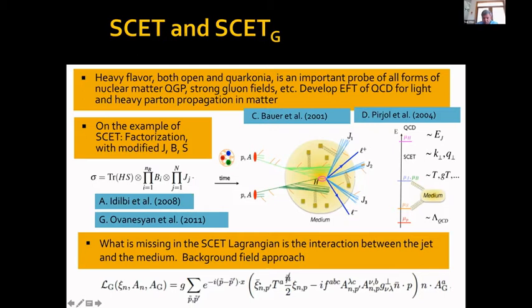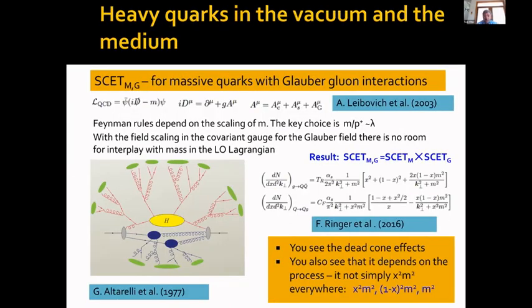So these are the collinear quark and anti-quark fields. Those are the collinear gluons. And this is the coupling to the Glauber gluon, which mediates the interaction with the medium. Given a Lagrangian, and this is just the Glauber Lagrangian for the medium interaction, we can write down the Feynman rules and therefore perform calculations.